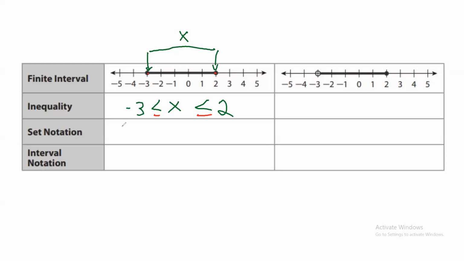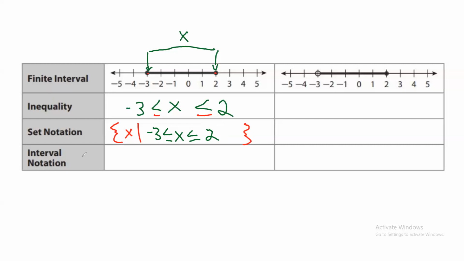Set notation, once you guys get the inequality, is simple. All we're going to be doing is adding these fancy brackets, x such that. That's all we're going to be adding. And the rest you guys already got up here. So I'm just going to rewrite -3 is less than or equal to x, which is less than or equal to 2. That's your set notation. Okay? In red is what we're adding to my set notation.